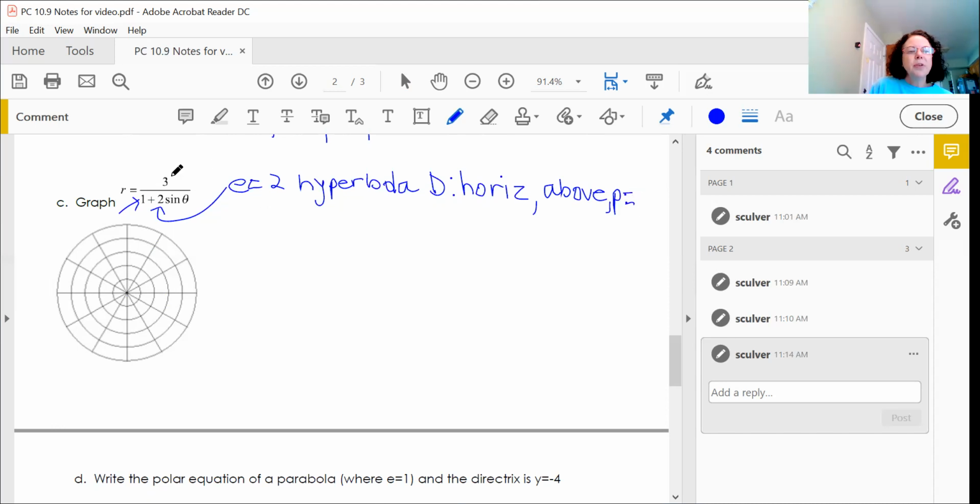Okay, let's use that numerator. 3 equals E times P. Our E is 2. Right, we'll divide by 2. And our P is 3/2. You can use a decimal, of course. All right, let's make that directrix. Here's our pole, and it is horizontal above by 3/2, so 1.5. So I'm going to make that horizontal line.